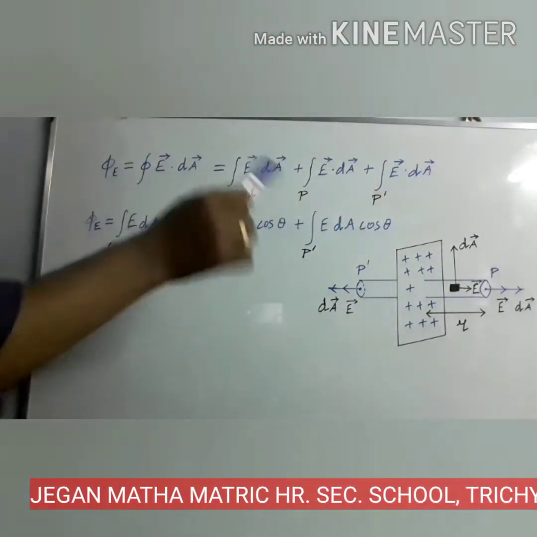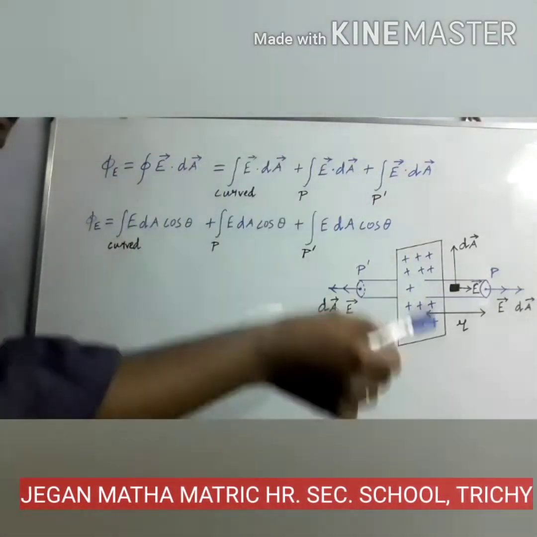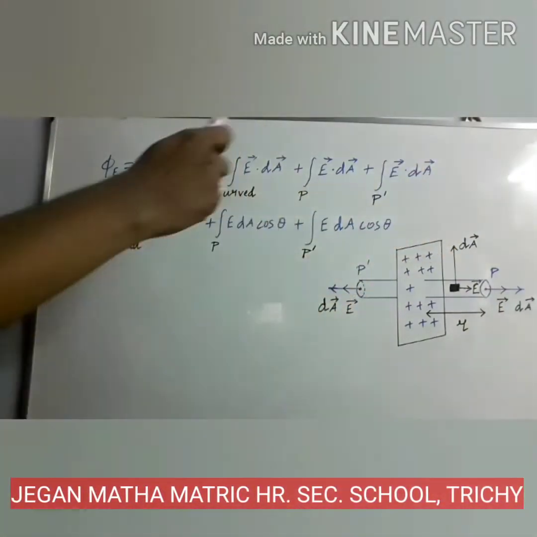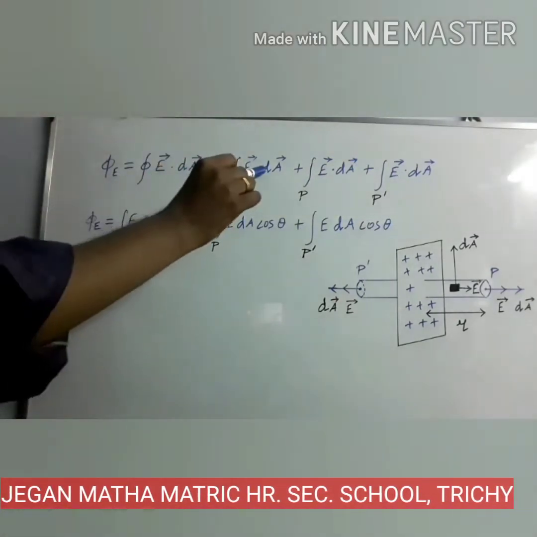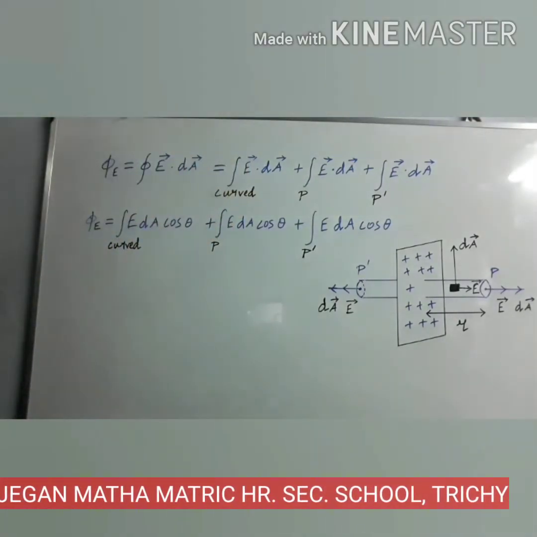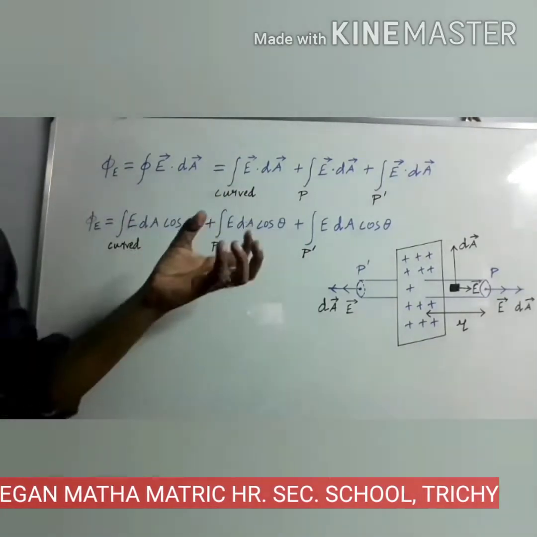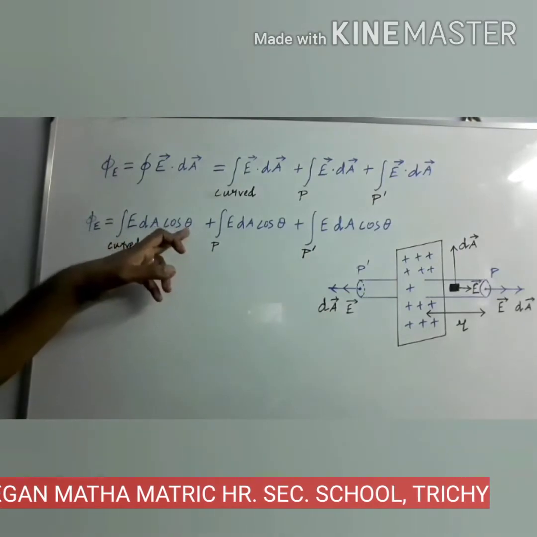This term will give you the electric flux in the curved surface, and this term will give you the electric flux in the surface that contains point P. The last term will give you the electric flux in the third surface which contains point P dash. Since we have used the dot product here, it can be explained like this. E dot dA can be written as E dA cos theta. So in each term, we have to include the cos theta. We know about the scalar product. Now we have to find the angle theta.